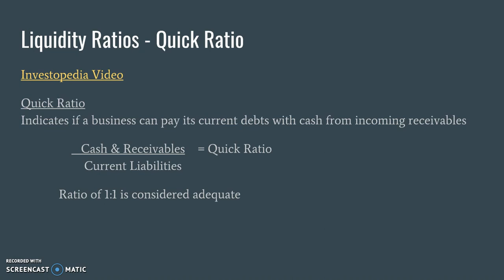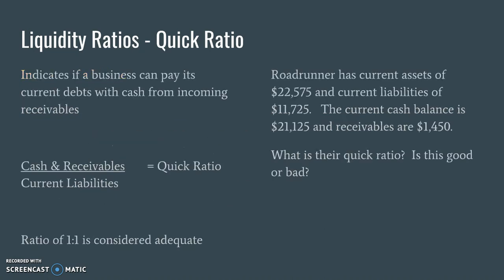So for the quick ratio, let's take a look at an example. Roadrunner has current assets of $22,575, current liabilities of $11,725, a current cash balance of $21,125, and receivables of $1,450. The question is, what is the quick ratio, and do we have a good or a bad quick ratio at this point in time? The calculation for the quick ratio is taking cash and receivables divided by our current liabilities. Again, remembering that 1-to-1 is considered adequate, but if we have a higher ratio, that is better.